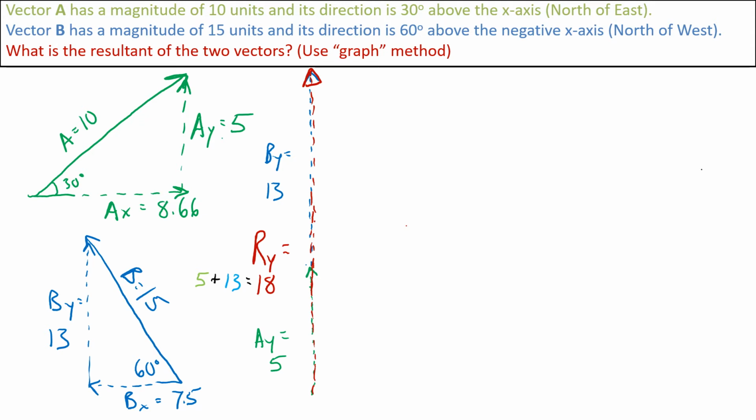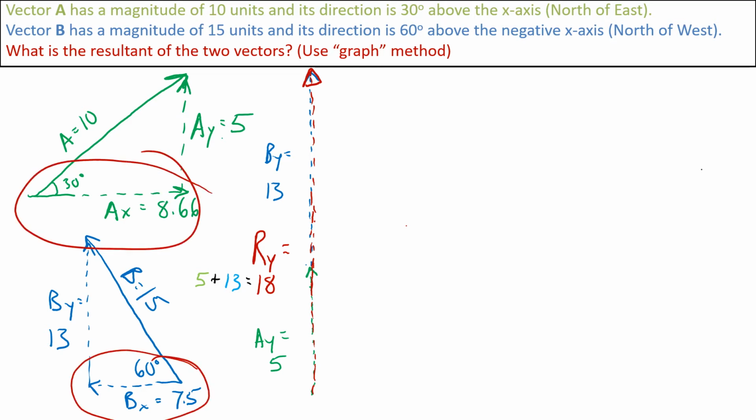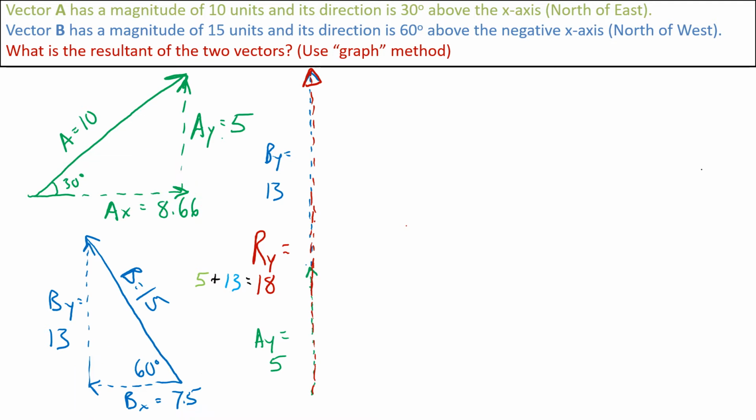I kind of drew it there. 5 plus 13 equals 18. Okay, so now we are going to add the x components together. This one and this one head to tail. I'll start by drawing the a sub x at the head of our new resultant.